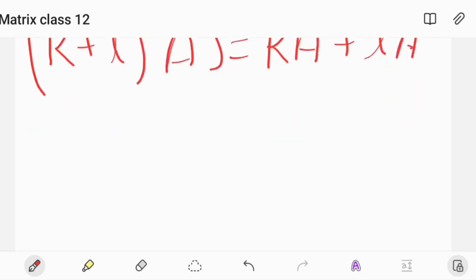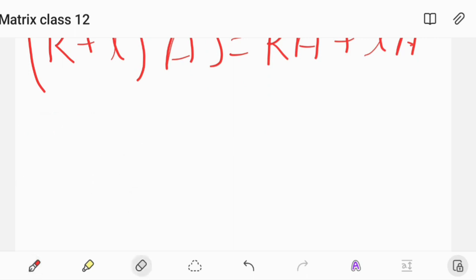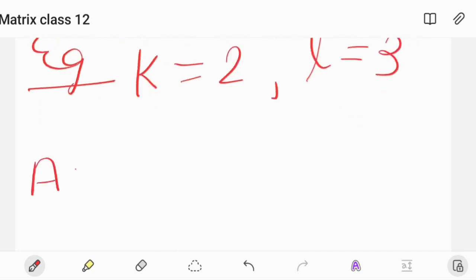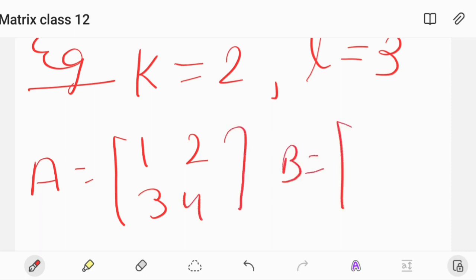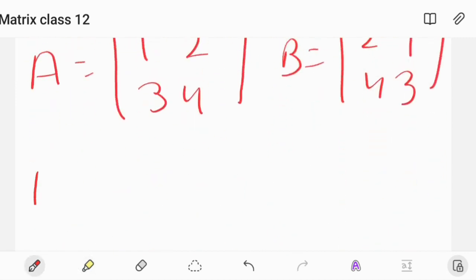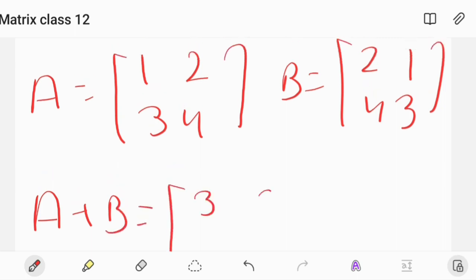Now let's see the first one. Suppose for example I take my k as 2, any number, and my l as 3. My A is a matrix which looks like this, 1 2 3 4. My B is a matrix which looks like this, 2 1 4 3. Now the first property says k times (A plus B). Let me first find A plus B. What is my A plus B? My A plus B is 3 3 7 7, right?